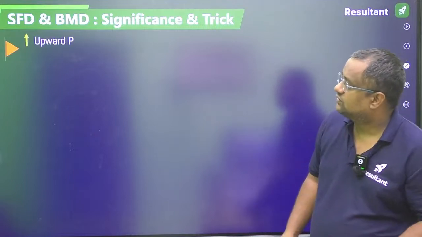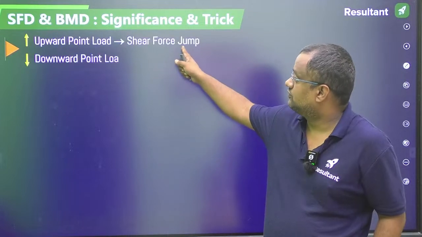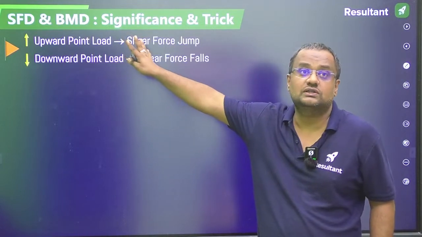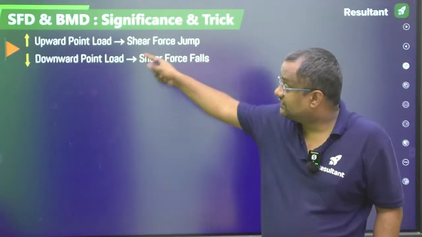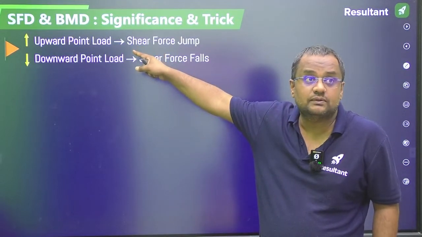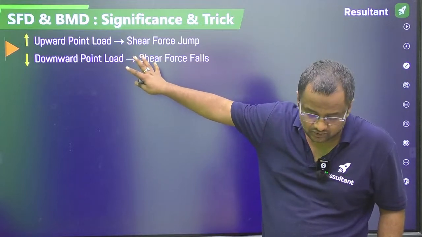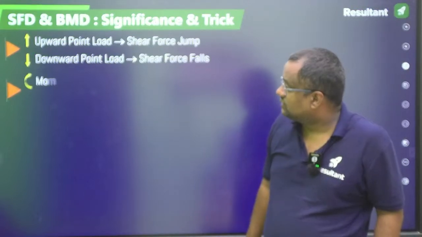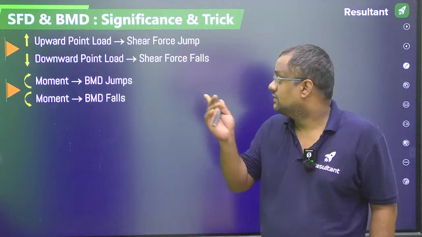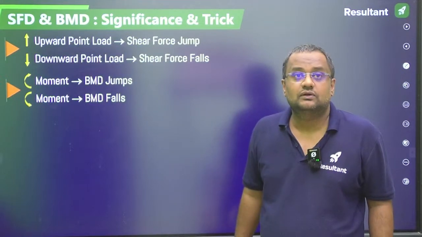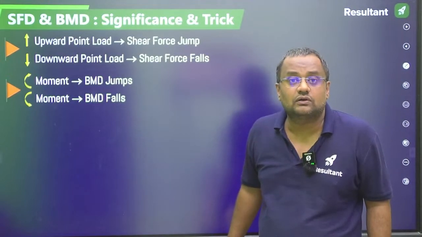First point: whenever there is an upward point load, shear force will jump. Whenever there is a downward point load, shear force will fall. How to use this, I'll tell you; don't worry about that. Now, whenever there is a clockwise moment, the bending moment diagram will jump. And whenever there is an anti-clockwise moment, the bending moment diagram will fall. Just remember this.